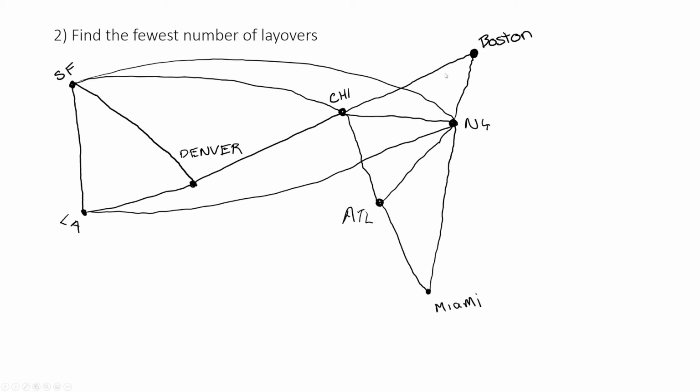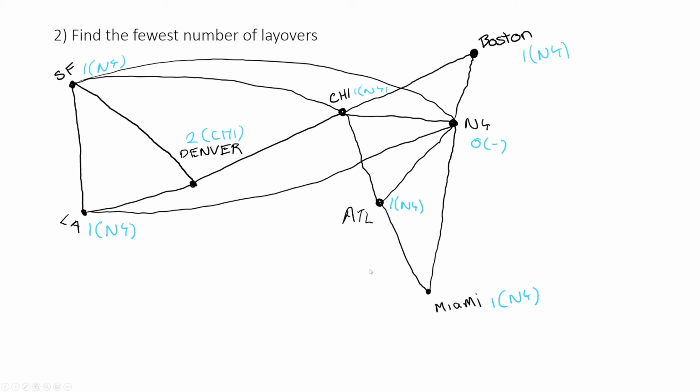So our second question was find the fewest number of layovers, and I drew a graph. It's beautiful. So if we set our starting point at New York, we are going to find all the different neighbors of New York first. So we've got Boston with the distance of 1, and the predecessor is New York. The same goes for Miami, for Atlanta, for Chicago, for Los Angeles, and for San Francisco.